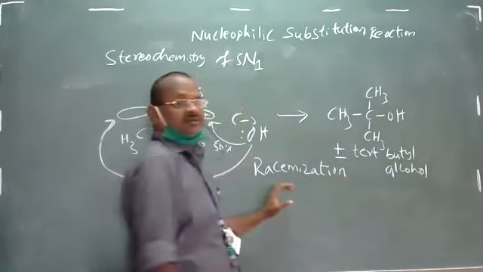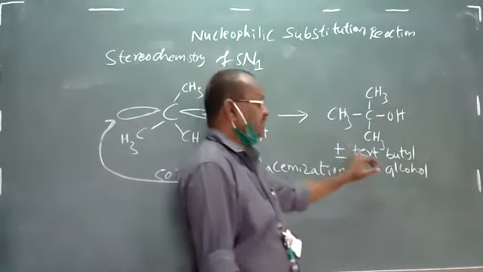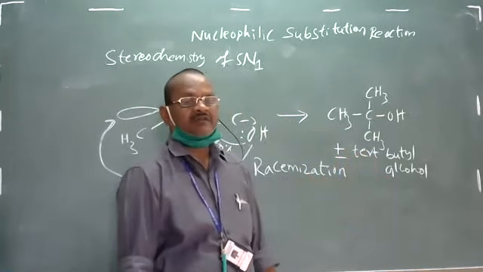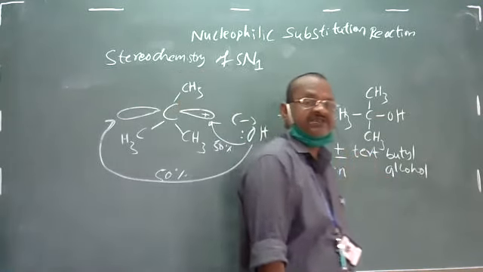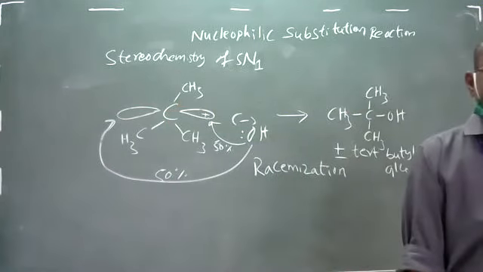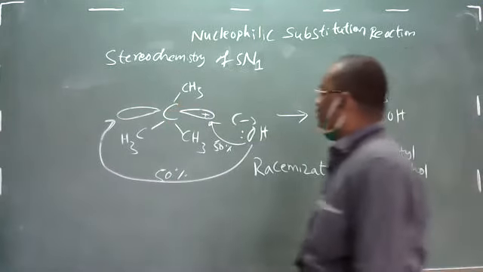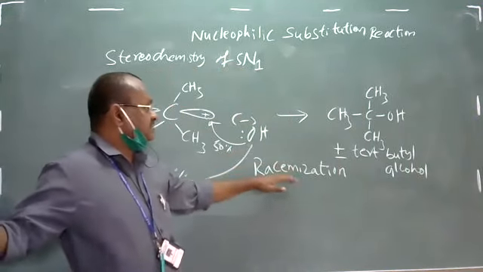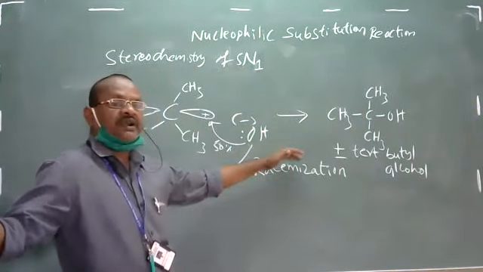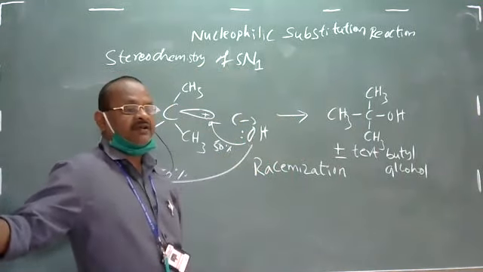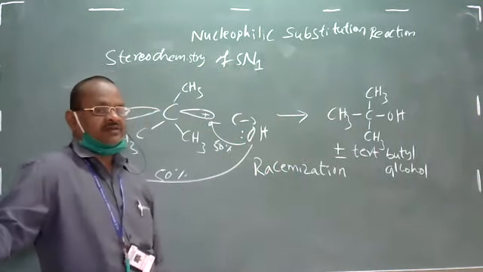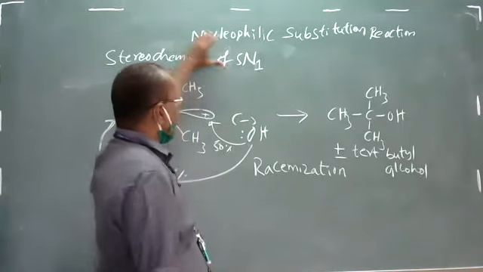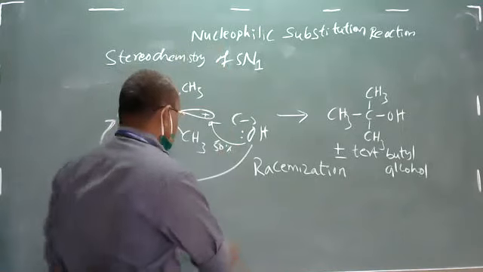Racemization is a process wherein there is a formation of 50% dextrorotatory and 50% levorotatory form, or in other words, racemic mixture formation takes place. This process is called racemization. So the stereochemistry of SN1 is a racemization process wherein 50% dextrorotatory and 50% levorotatory form is formed. That is, racemic mixture formation takes place. This is the stereochemistry of SN1 reaction.